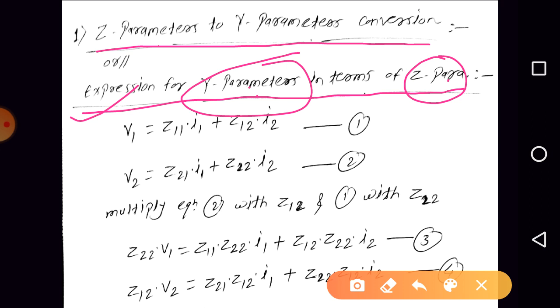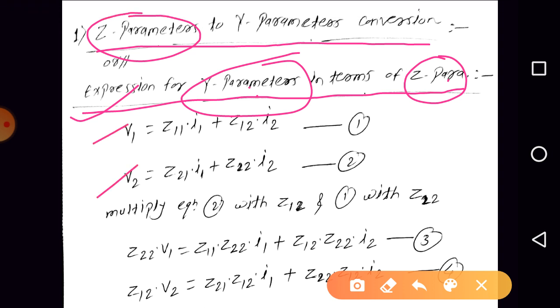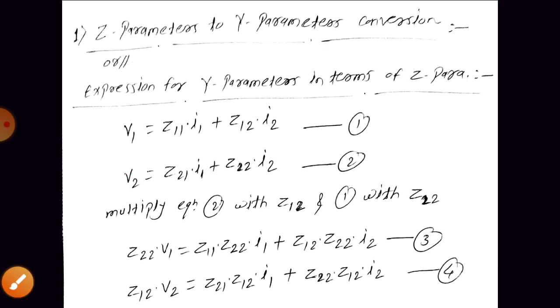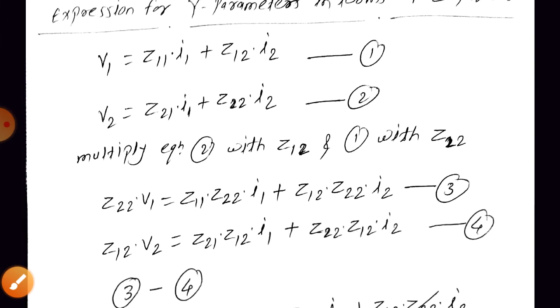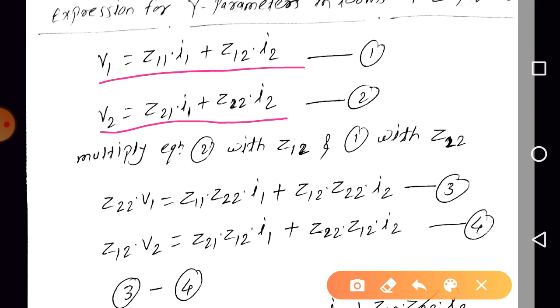While deriving it, the first two equations should be the characteristic equations of the z parameter, because it is the z to y parameter conversion. So the characteristic equations of the z parameter are v1 is equal to z11 i1 plus z12 i2, and v2 is equal to z21 i1 plus z22 into i2.